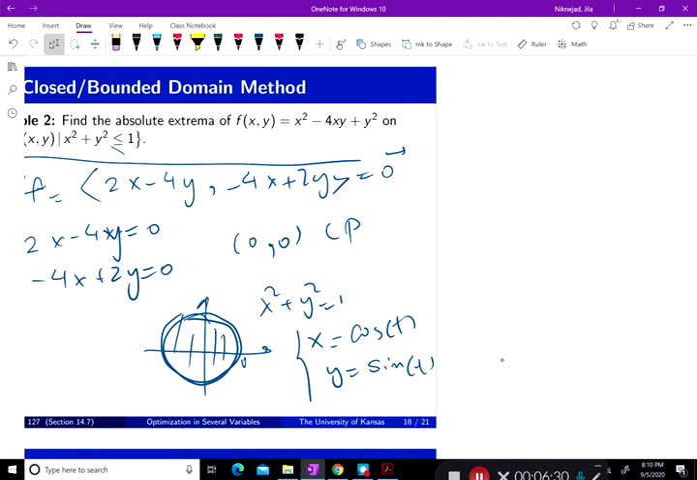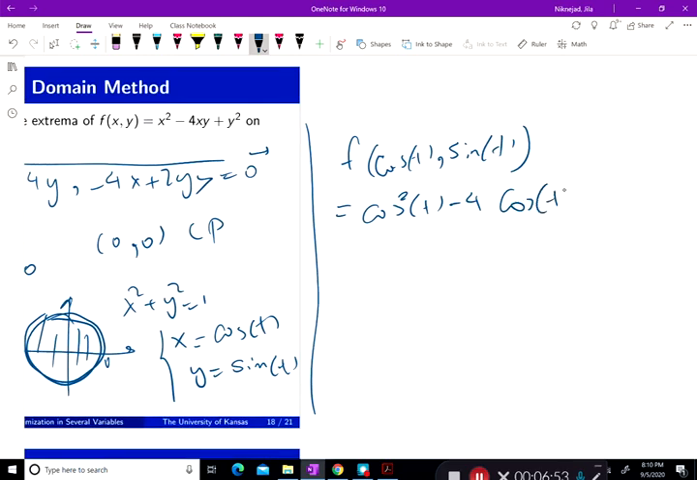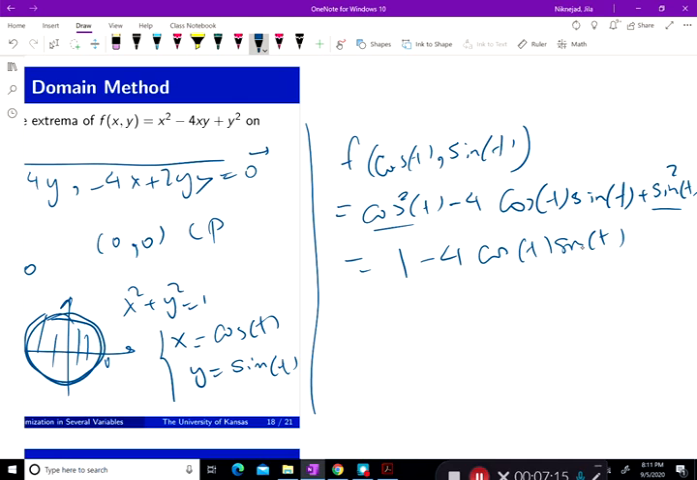Then plug in the parameterization. So instead of x and y, you write f of cosine of t and sine of t, which is cosine squared t minus 4 cosine of t sine of t plus sine squared t. That is 1, because this and this, according to the Pythagorean identity, give 1, minus cosine of t sine of t. Either use the identity 2 sine of t cosine of t equal to sine of 2t, or just take the derivative and figure out where f of cosine of t and sine of t is maximum and when is it minimal.